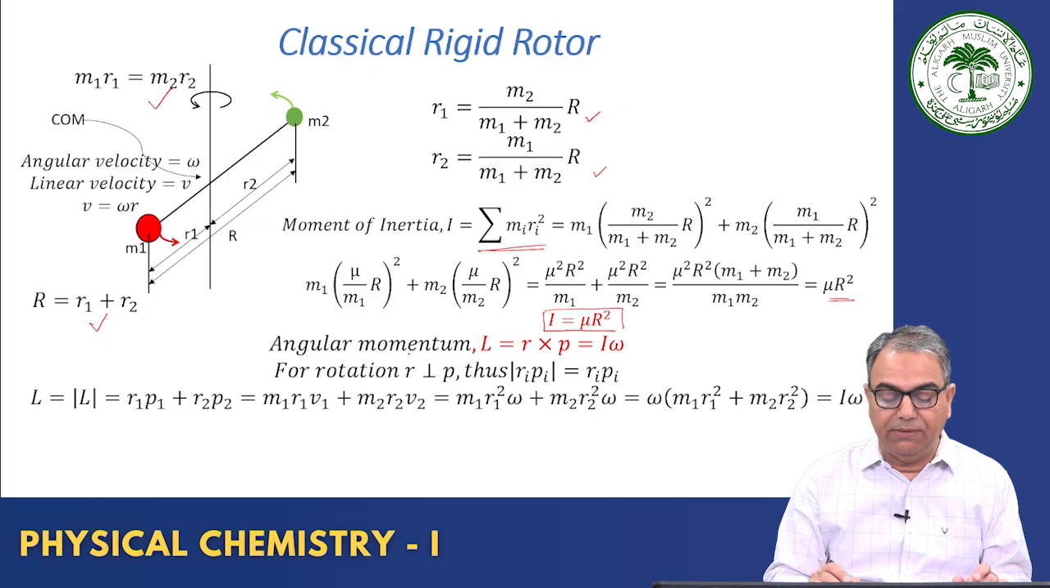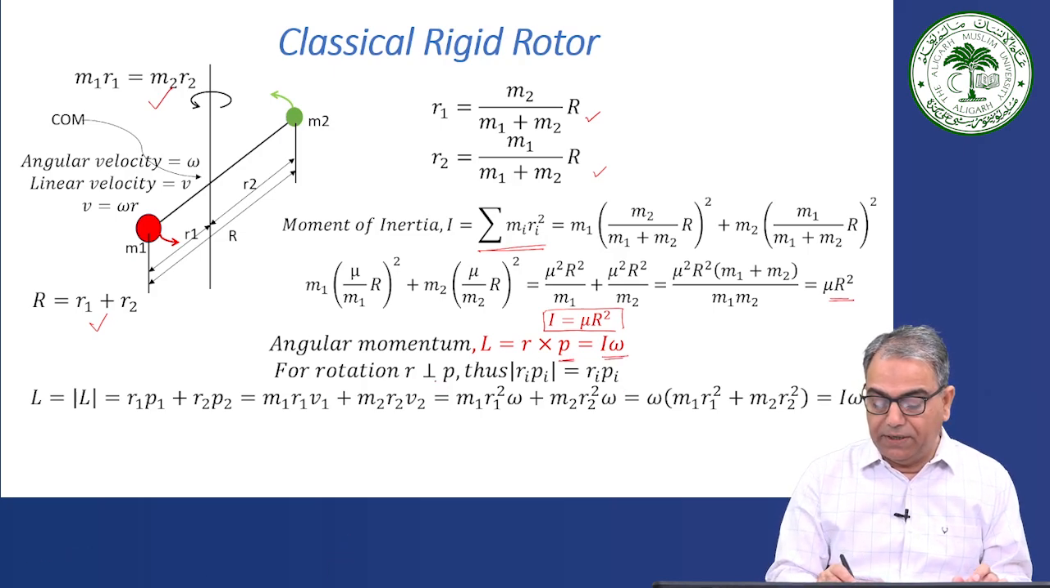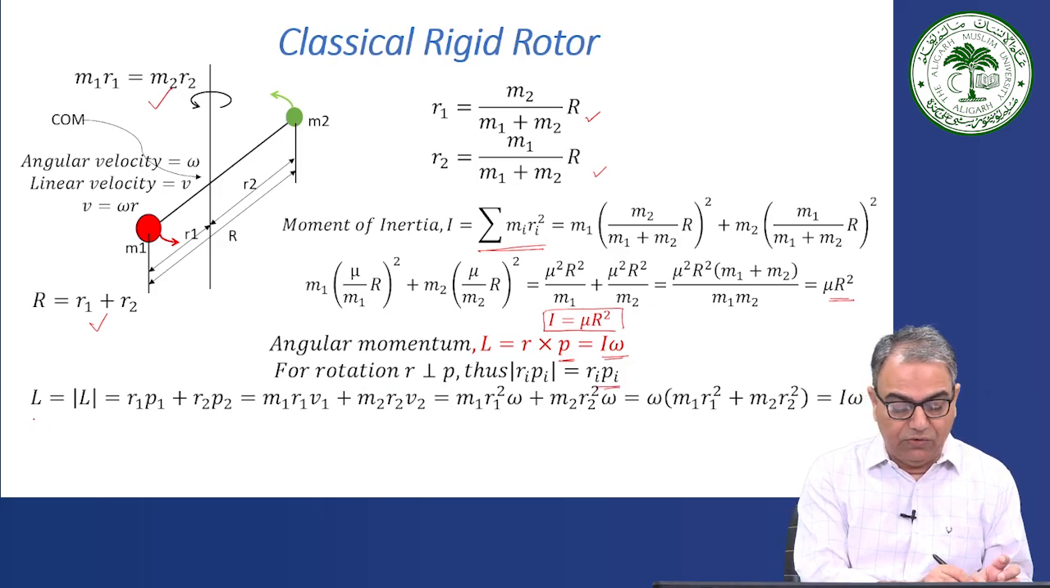Then angular momentum L is defined as r into p, where p is mass into velocity, and velocity is r omega. This is I, and r into p is equal to I omega. So L is equal to I omega. For rotation, r is perpendicular to p, so we can write this, and then again you see how we get L.